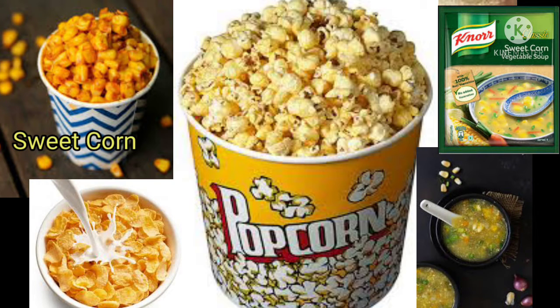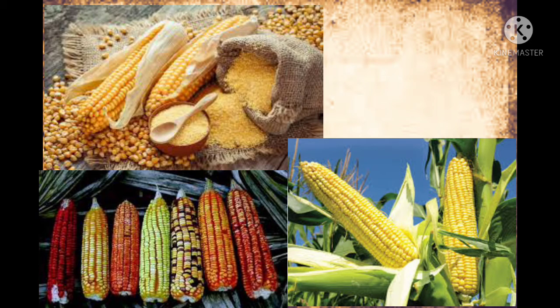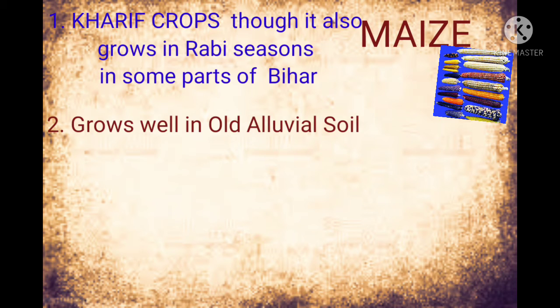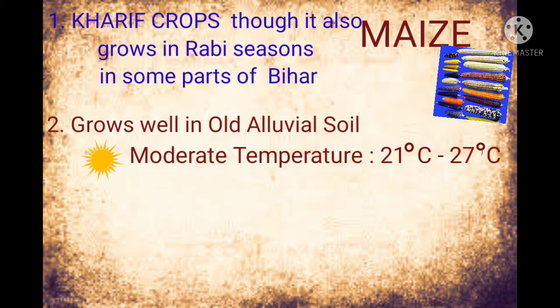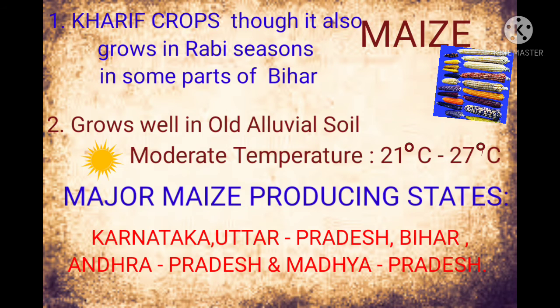After wheat, let's see the pictures of tasty, cheesy, tangy sweet corn, popcorn, which is a perfect combination for a movie, the crunchy cornflakes that you eat at breakfast, and hot corn soup in Chinese restaurants. The main ingredient in all these dishes is maize or corn. Maize is majorly a kharif crop, though it is also grown in the rabi season in some parts of Bihar. Maize grows well in old alluvial soils at a moderate temperature from 21 degrees centigrade to 27 degrees centigrade. The major maize producing states in India are Karnataka, UP, Bihar, Andhra Pradesh and Madhya Pradesh.